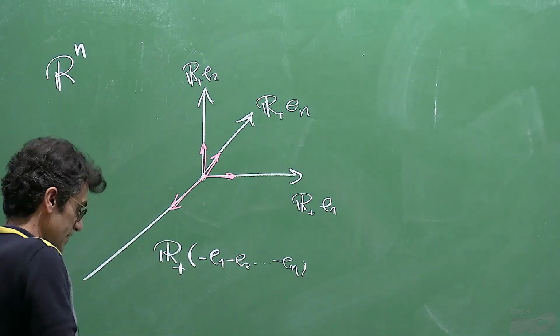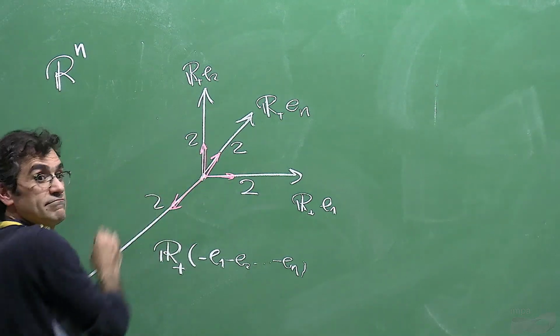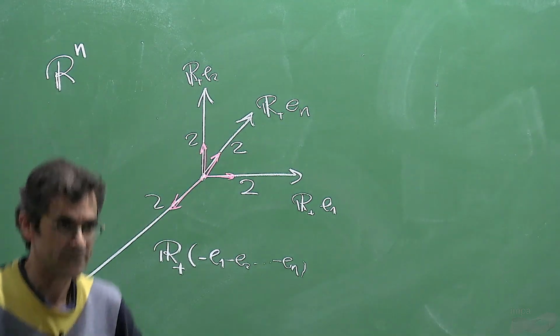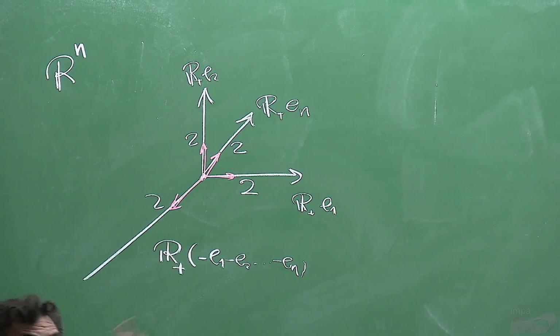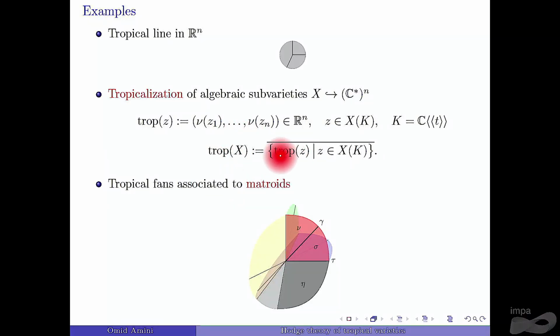But what you can do is take this line and put all the weights equal to 2. You get another example of a tropical fan. So we can put any weight as long as all the weights are equal to each other.